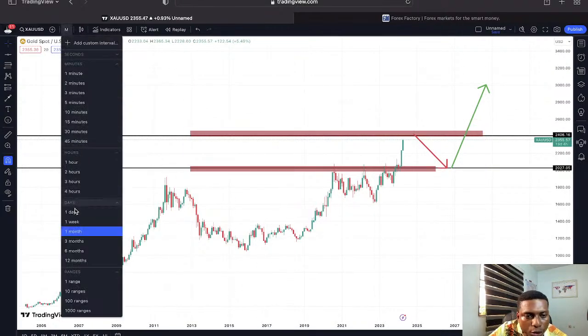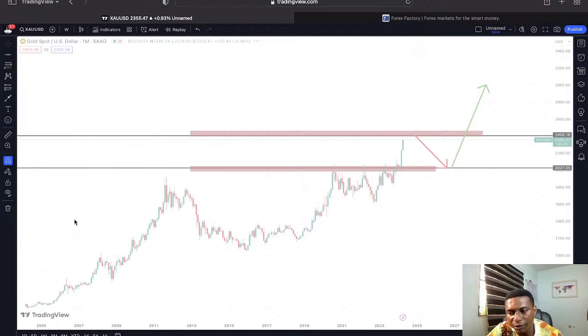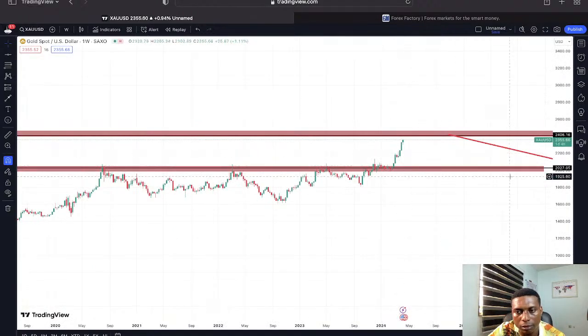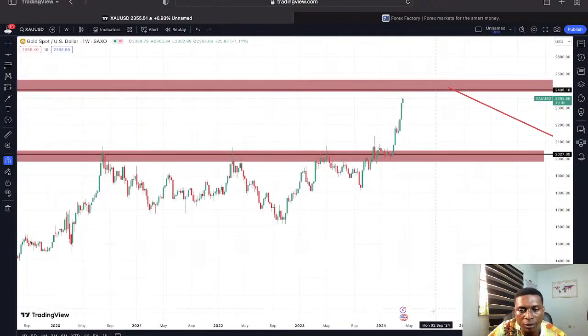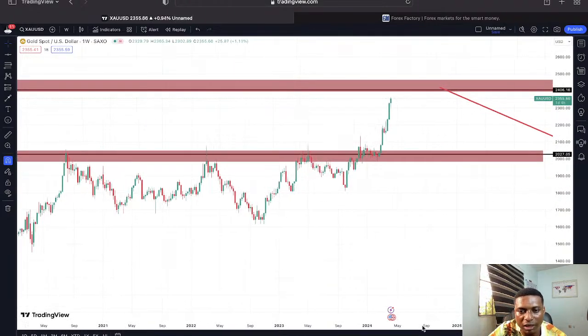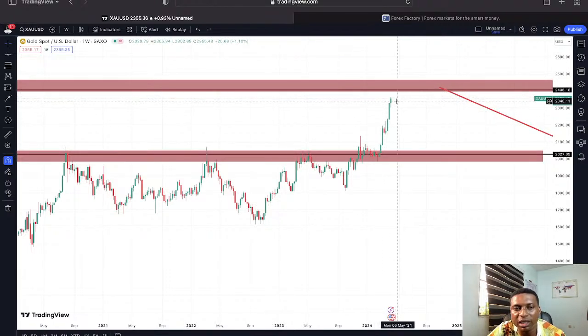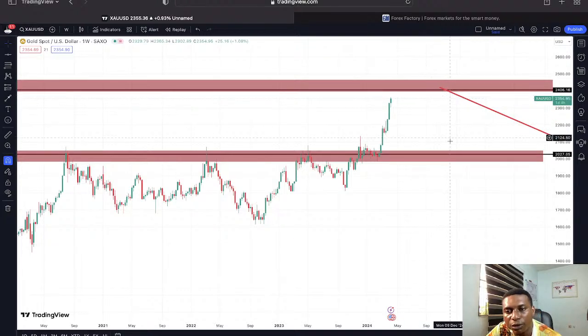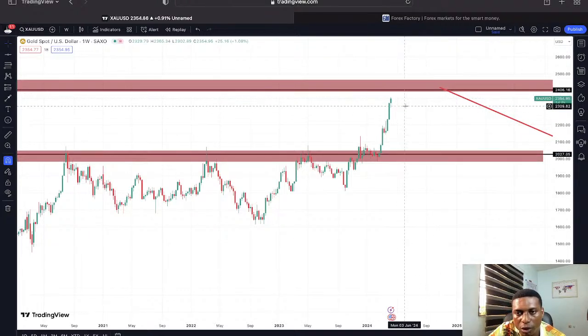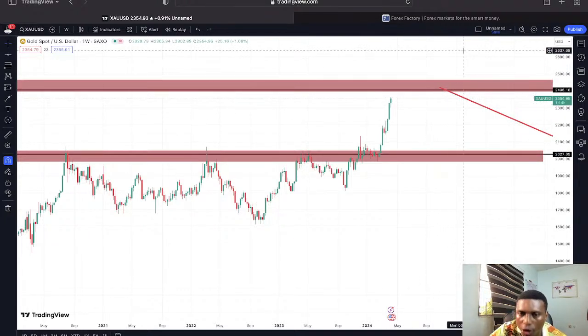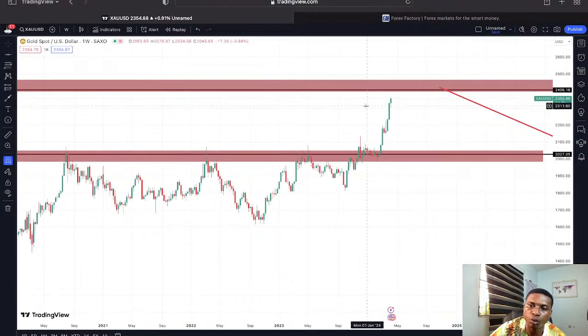So let's go down to the weekly time frame. We can see that gold finally broke out of this level, and we might see it consolidate at this level before reversing, or consolidate at this level before pushing up further. It's one of two things.